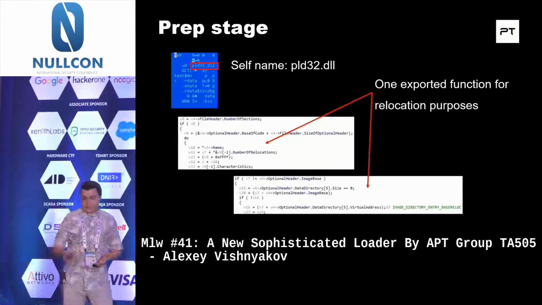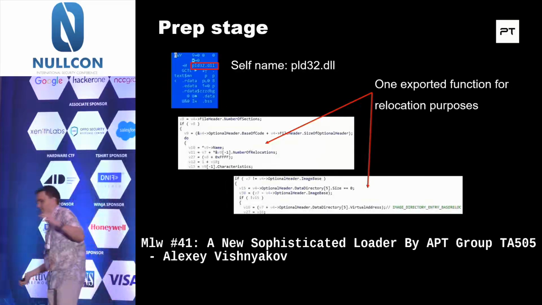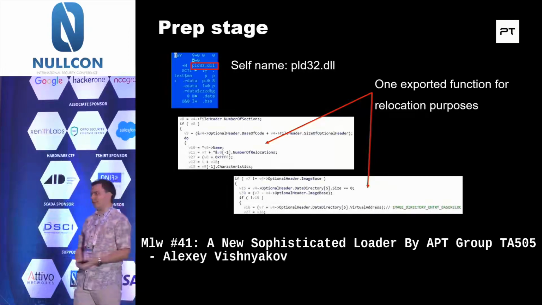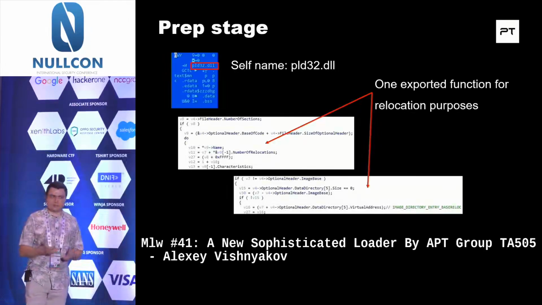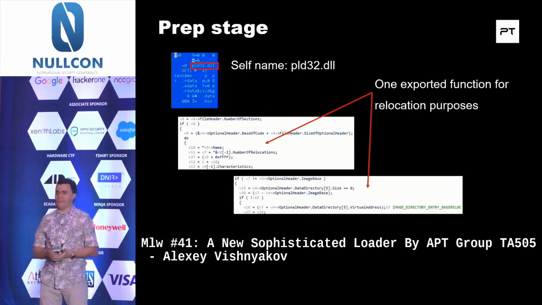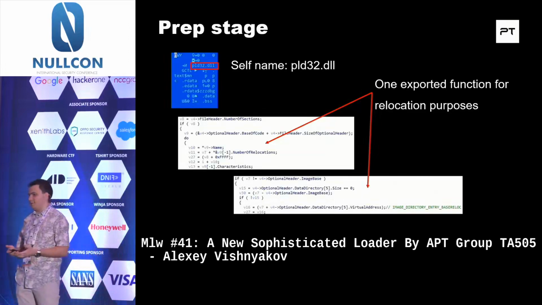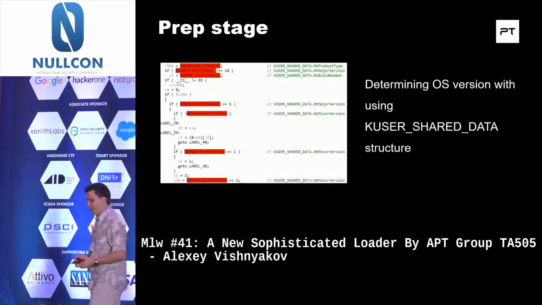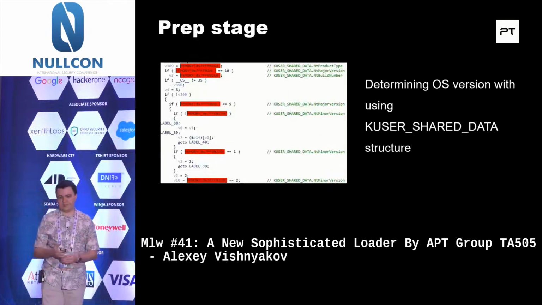A few characteristics. It has a hard-coded self-name, some kind of payload loader on a 32-bit platform, maybe something like that. It's a DLL library. It has one exported function. Everything it does is just parse the portable executable header, try to find a relocation table, and then use it to fix hard-coded offsets with a new base address. So some relocation purposes. Then we will find a couple of if-else instructions.